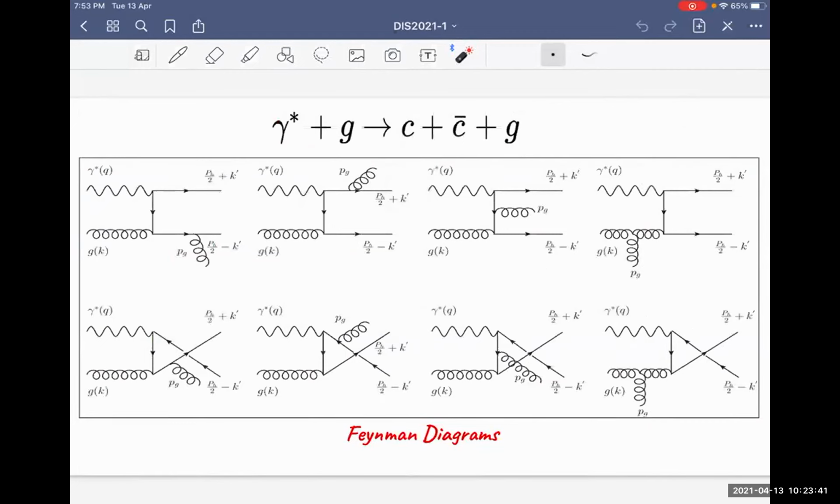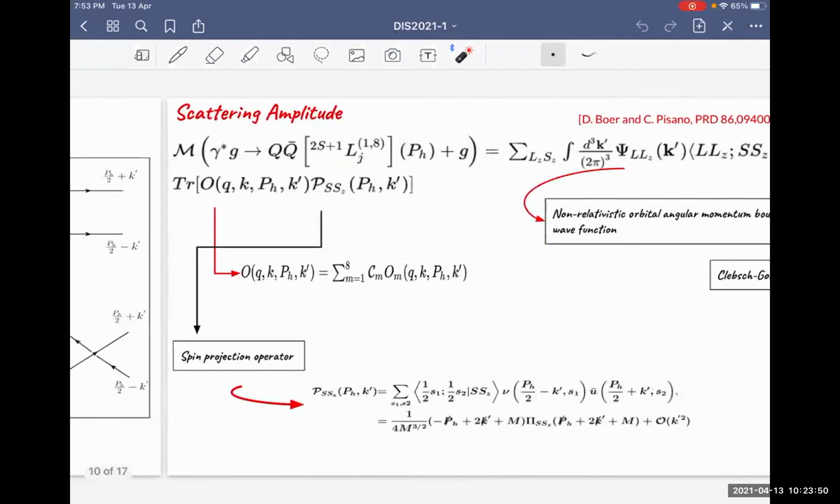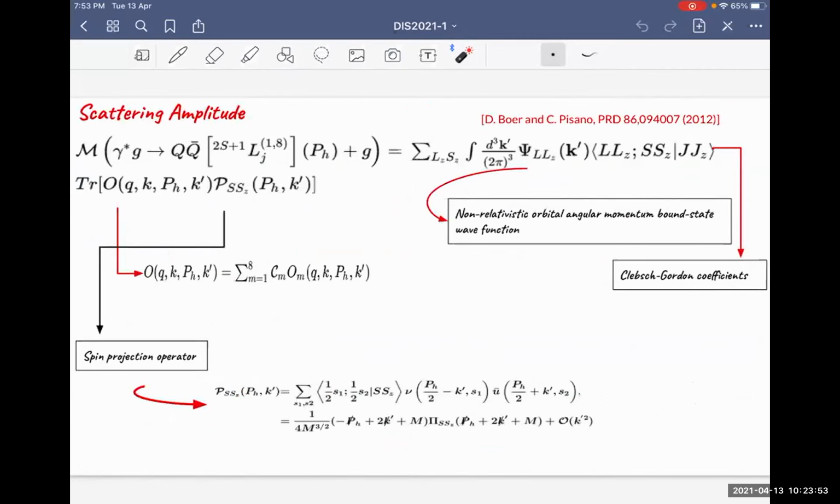Here this k prime is the relative momentum of the heavy quark in the quarkonium rest frame. Thus, we could write the scattering amplitude in terms of this equation, where this is the non-relativistic orbital angular momentum bound state wave function, and these are the CG coefficients. This is the amplitude for the production of the heavy quark pair, and it is calculated from the Feynman diagrams. And this is the spin projection operator, which is given by this very particular equation. And here, this factor varies for the spin singlet and the spin triplet states.